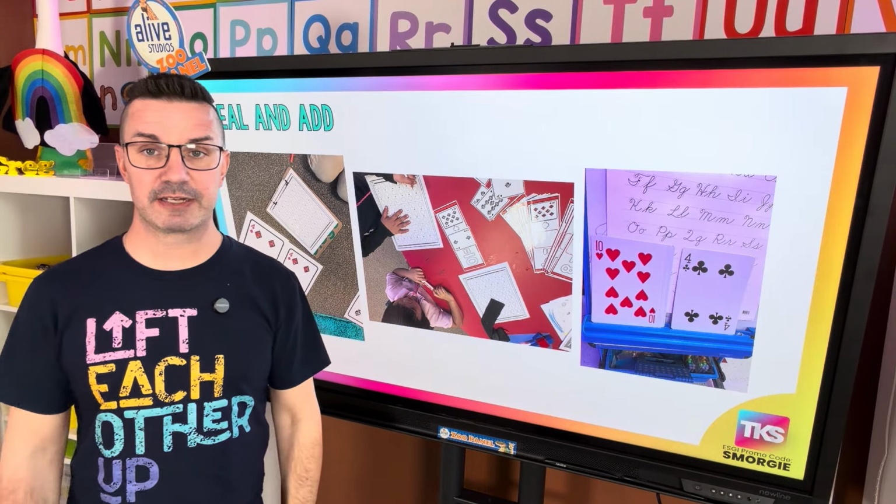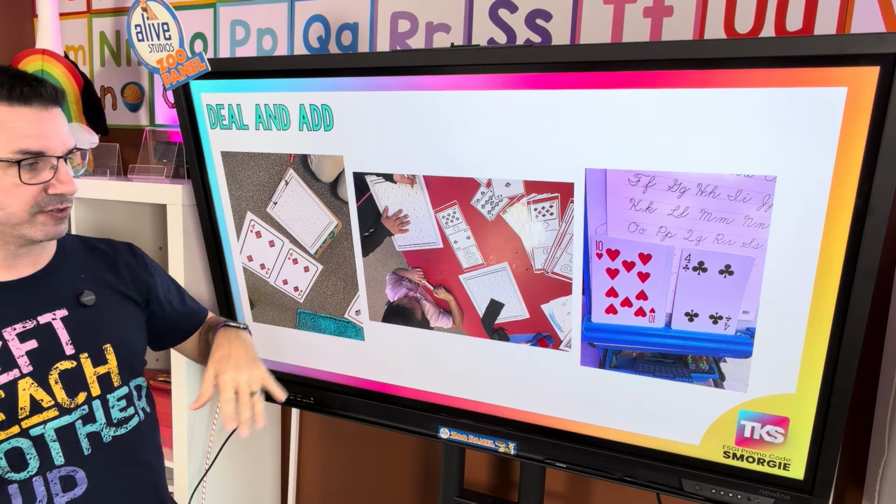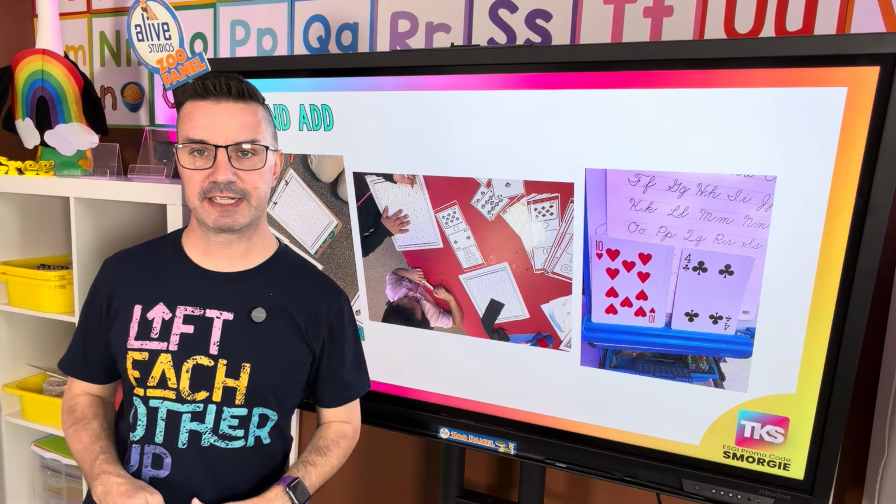Somebody gets to come down and they get to be the dealer, and they come down and deal the cards, and the rest of the kids are writing equations either on whiteboards or the recording sheets.